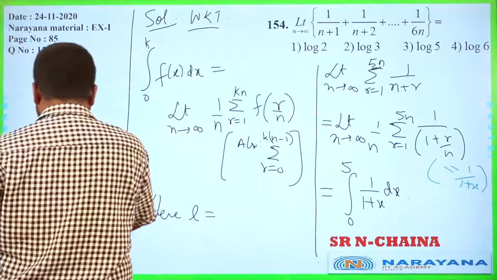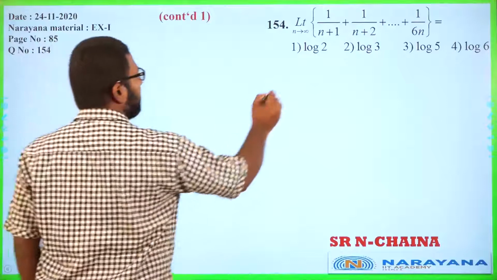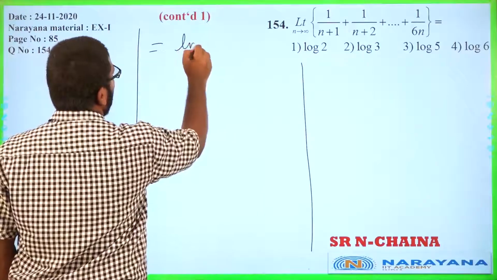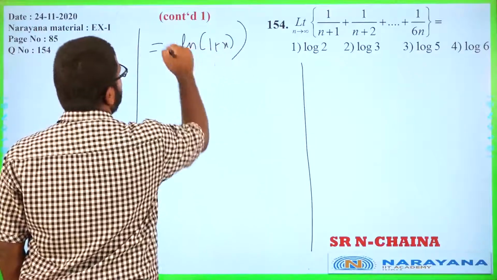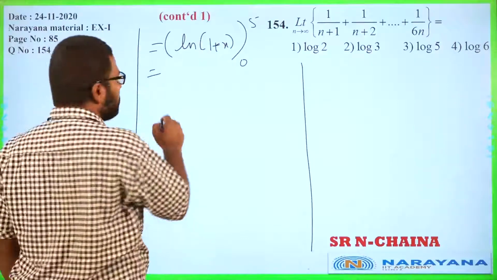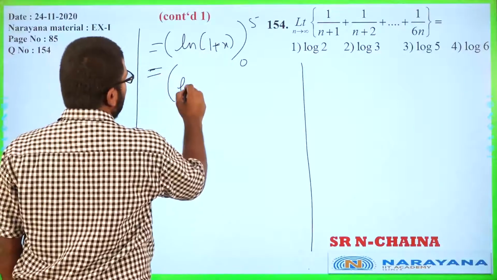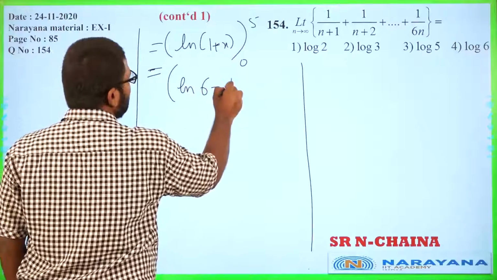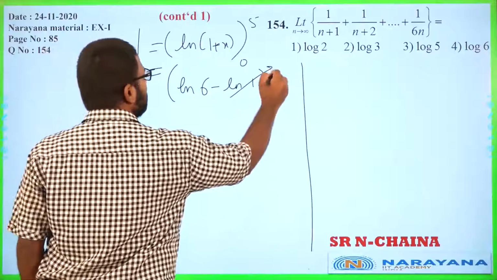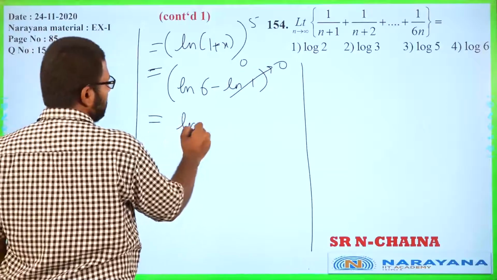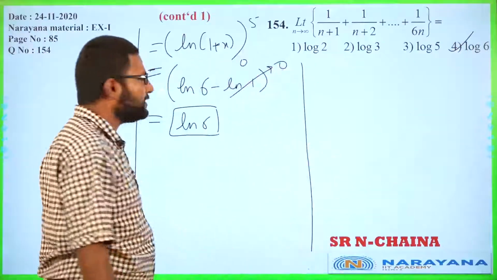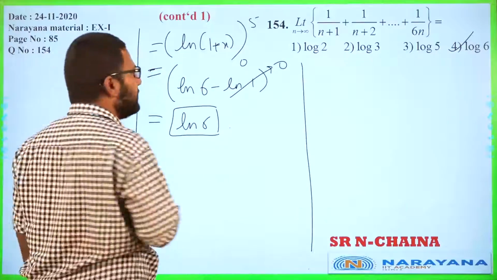Okay. So that is equal to log 1 plus x from 0 to 5, correct? Because you know how to integrate 1 by 1 plus x. Now substitute. This is log 1 plus 5, 6, minus log 1, but log 1 is 0. This part is 0, the log 6 is your answer. Yes, got it? Okay, let us proceed then.